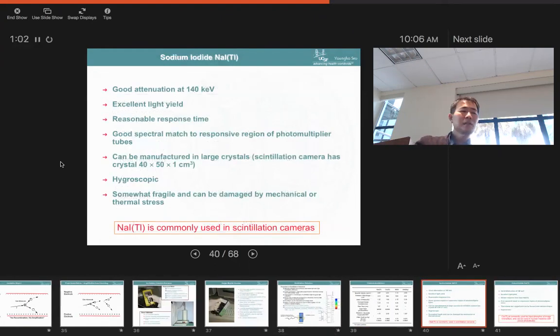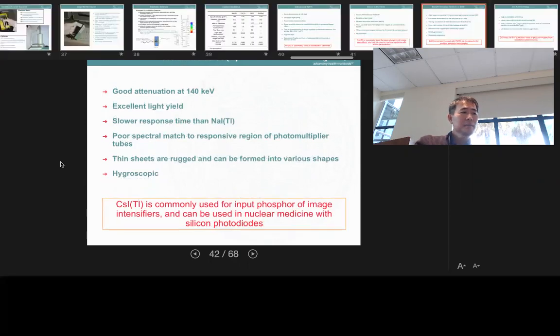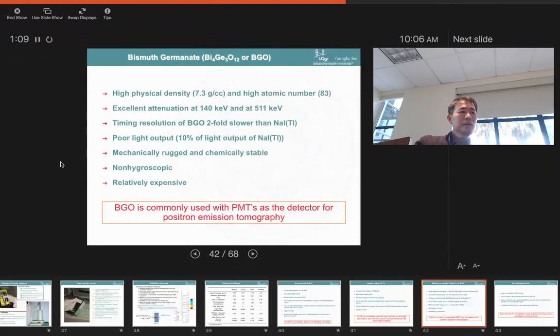Some common scintillators we talked about: first sodium iodide, then cesium iodide. And then BGO was the first crystal used for the first commercial PET scanner. It's a very good material with very high stopping power. But the problem with BGO was the slow scintillation decay time and rise time, and also poor light output. These are the reasons that these days BGO is a lot less preferred as the scintillator of choice for PET imaging.